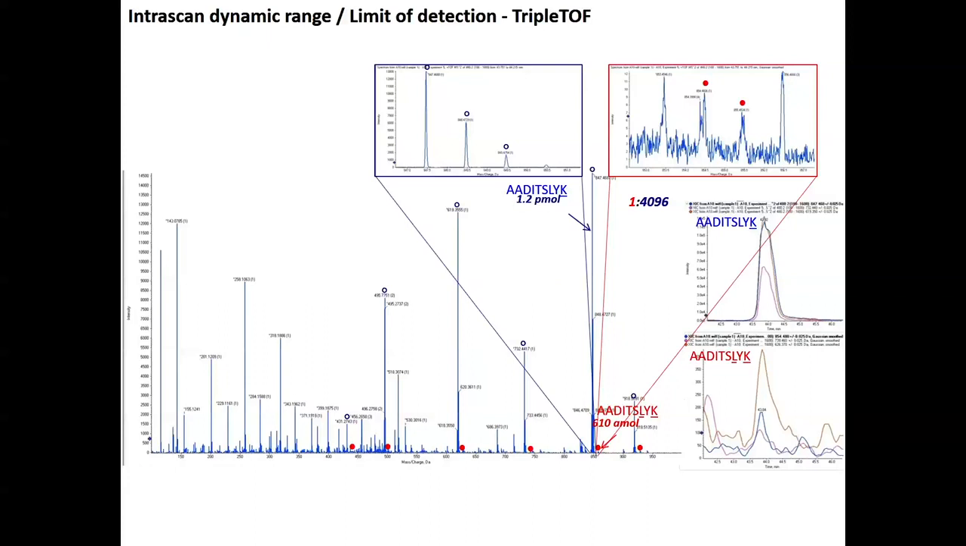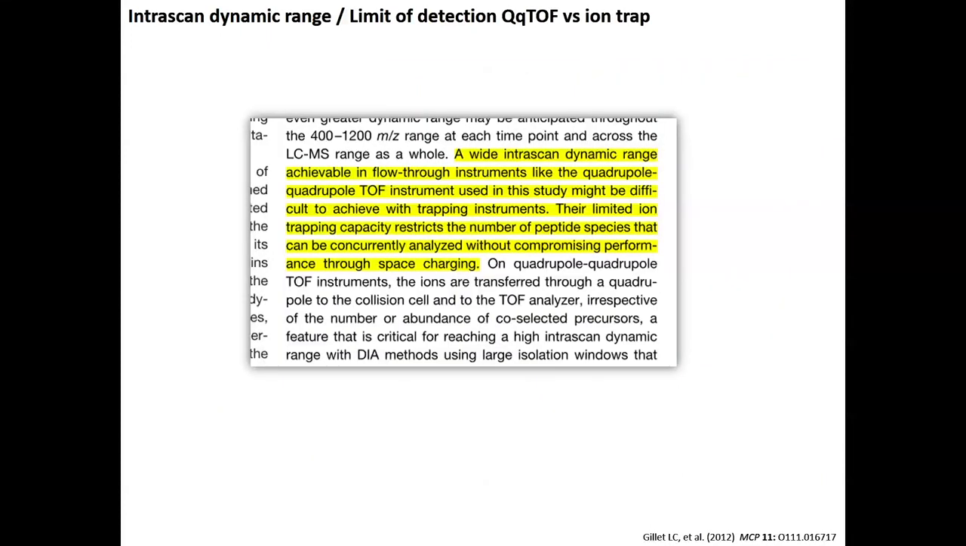Here, of course, you can appreciate, I hope, that if you do this in DDA, there is no chance you can detect the red peptide compared to the blue peptide. But that was just a proof of concept about data extraction and how much more data you can extract from such a high intrascan dynamic range from the same MS2 spectra.